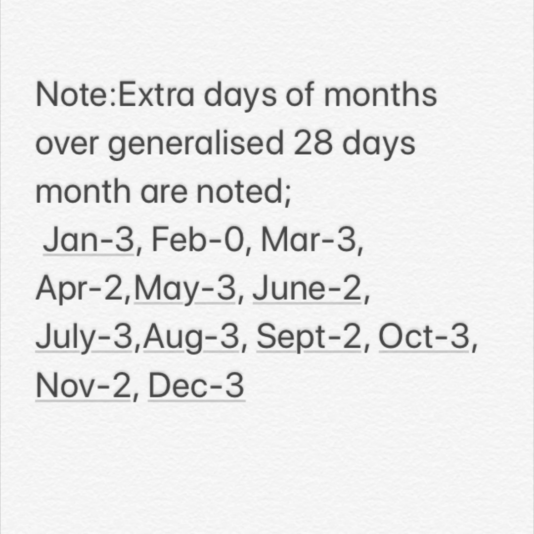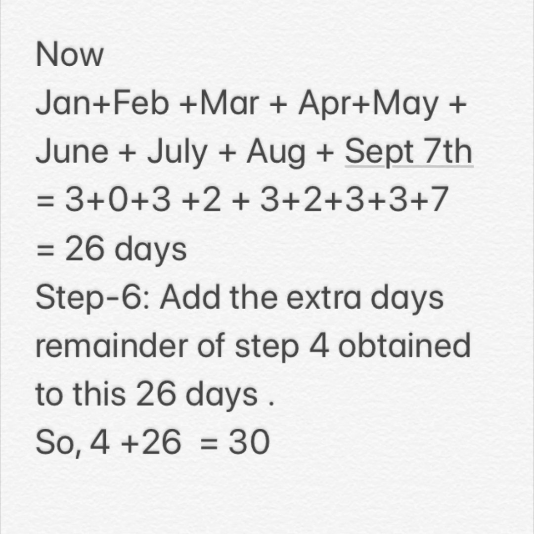After taking note of this, let's proceed to calculate the number of extra days present in each of the months of the 10th year of 2010 up to the September 7th day. So here we go. January 3 extra days, February 0, March 3, April 2, May 3, June 2, July 3, August once again 3, because both are 31 days months, so 3 days extra in excess over 28 days of the generalized month. Last, September 7th, so up to September 7th, 7 days, so totaling up to 26 days.